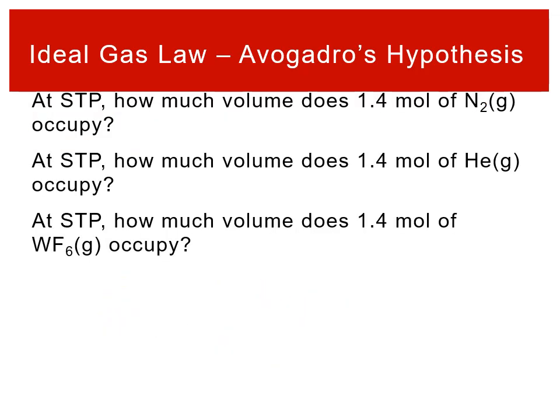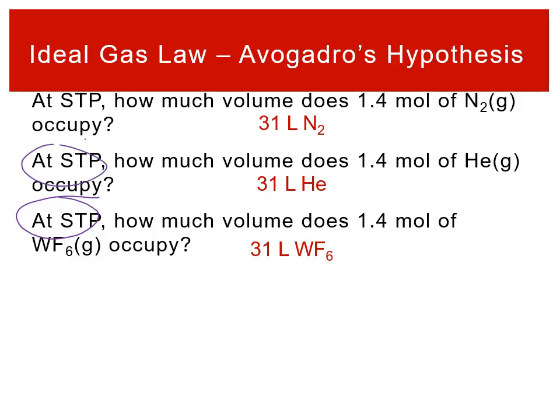Okay, so we can look at other gases. At STP, how much volume does 1.4 moles of N2 occupy? Or at STP, how much volume does 1.4 moles of helium occupy? The answer to all of these questions is 31 liters, using Avogadro's hypothesis when we assume they're ideal. Because all that matters for the volume of a gas at the same conditions is the number of moles. If these are all the same number of moles, then they're going to be the same volume.